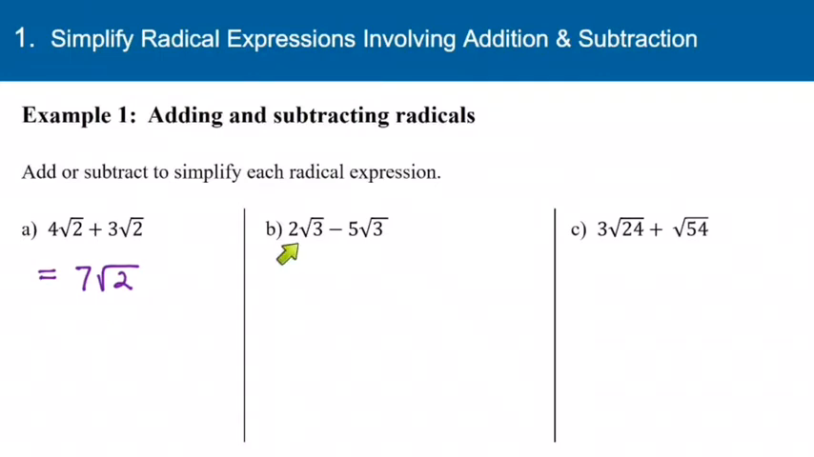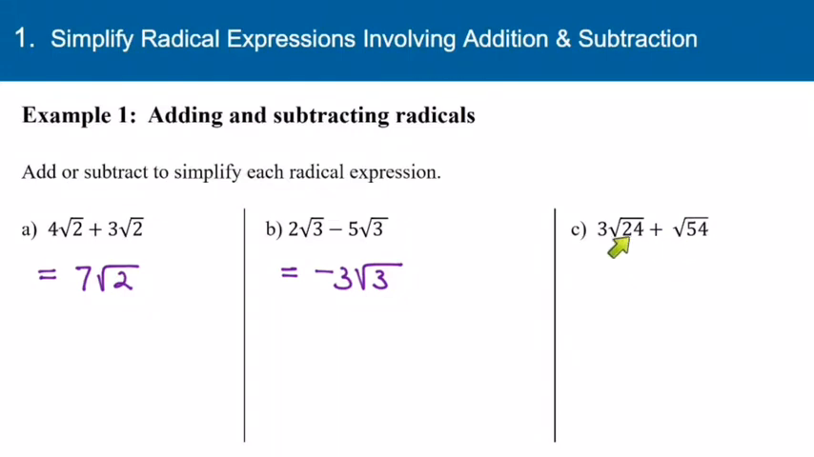Okay, then on part B, we have 2 square root of 3 minus 5 square root of 3. And again, the radicals are the same. They're both square root of 3. So all we have to do is combine coefficients. 2 minus 5 is negative 3. And so we end up with negative 3 square root of 3.